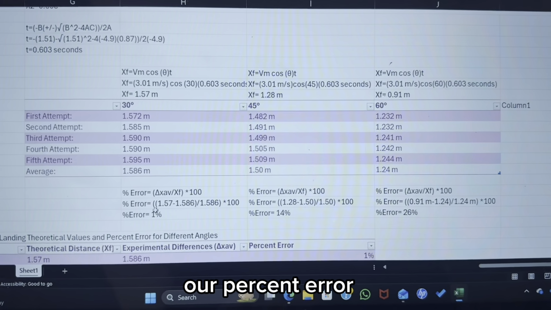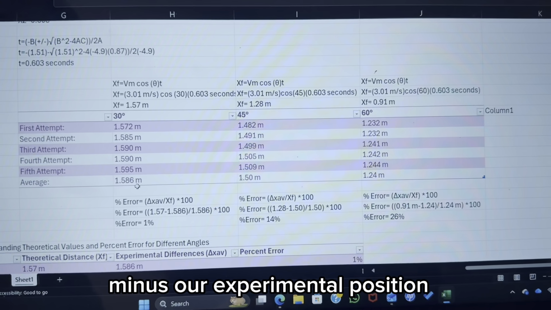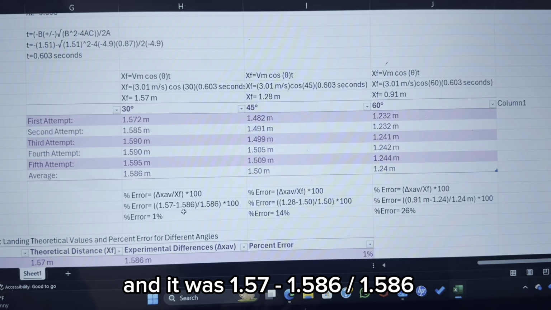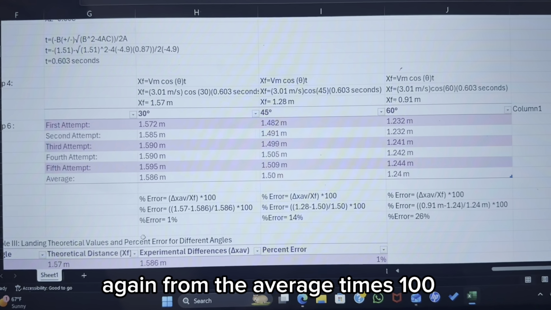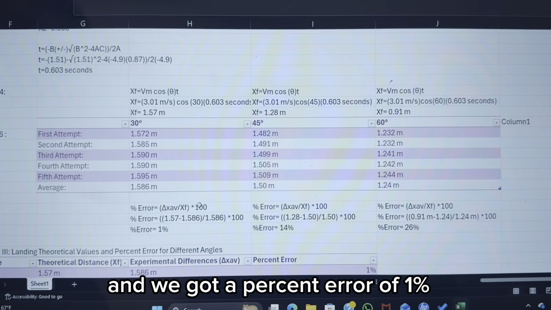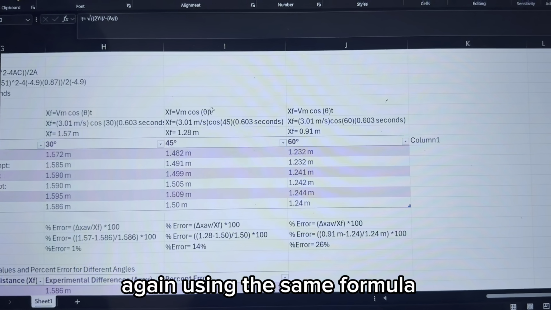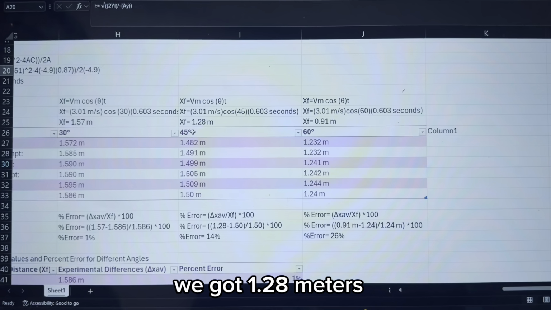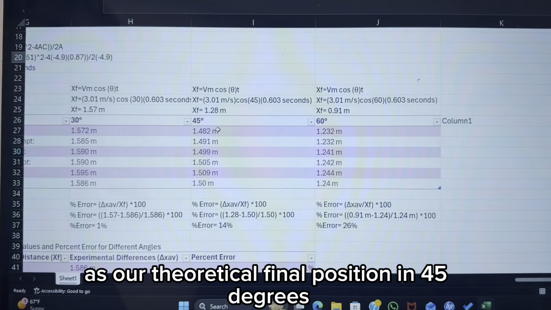Our percent error we did was using the theoretical final position minus our experimental position, and it was 1.57 minus 1.586 divided by 1.586 again from the average times 100, and we got a percent error of 1%. For the next angle we did 45 degrees, again using the same formula of Vm cosine theta times time. We got 1.28 meters as our theoretical final position in 45 degrees.